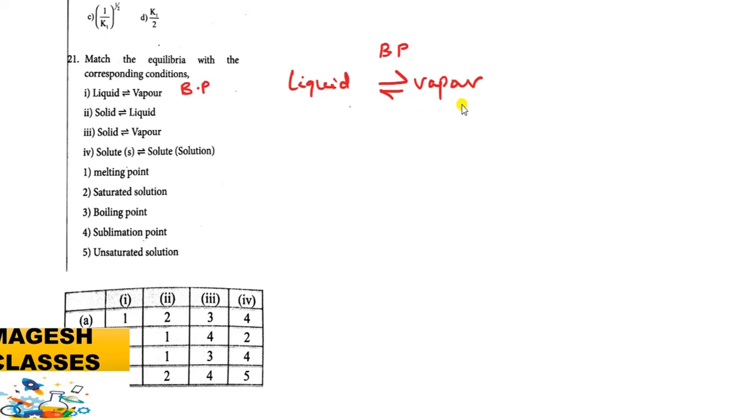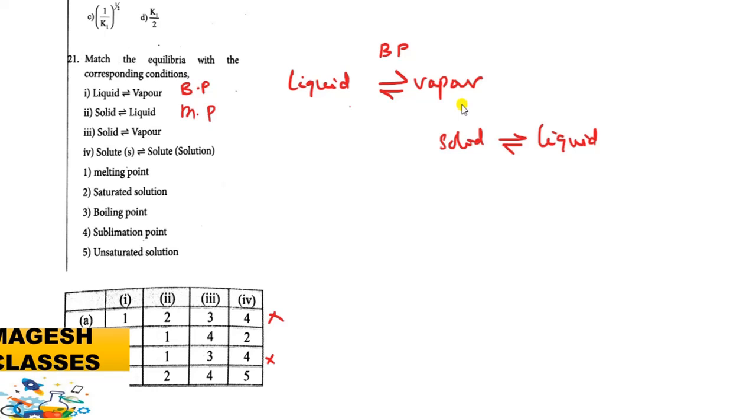Okay. And when the solid is in equilibrium with the liquid, then it is called the melting point. So it is nothing but the melting point. So for 1, the boiling point, 3. So the answer is B or D. It may be answer B or D. Okay, so A and C are not the answer.